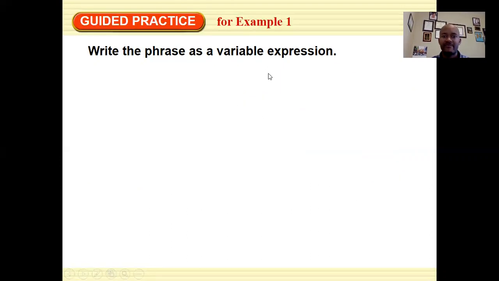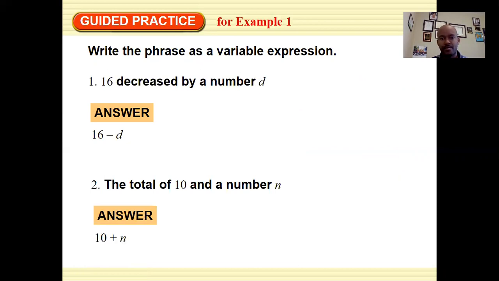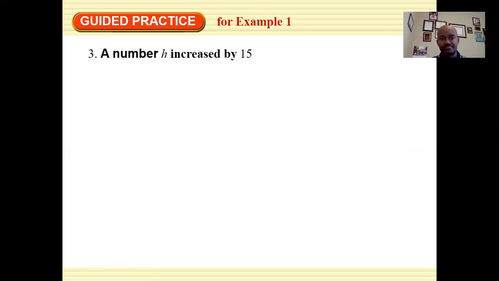So write the phrase as a verbal expression. Quickly tell me what answer you'll have for this. What does the decrease suggest? Yes, the answer is 16 minus d. Total. What does total suggest? You have it, 10 plus n.